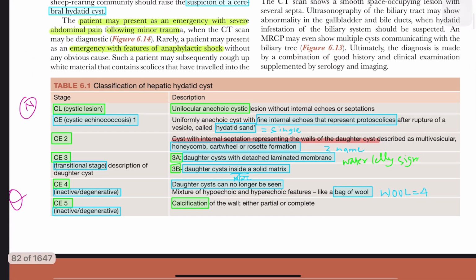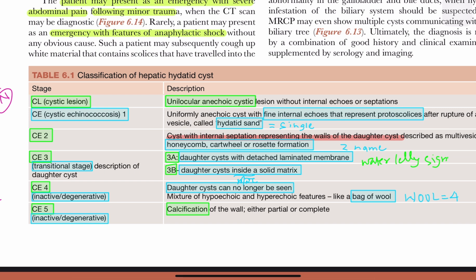Let's see the classification of hepatic hydatid cyst. Previously it was given as the Gharbi classification, but now it has been changed. We will see the Gharbi classification also later. CL means cystic lesion, unilocular anechoic cystic lesion. CE1 contains fine internal echoes that represent protoscolices, called hydatid sand. So you have to remember, one is hydatid sand.